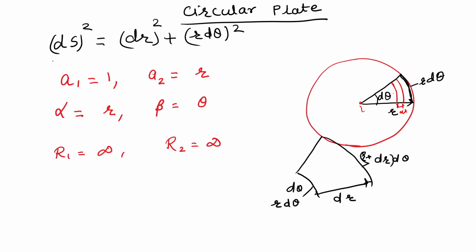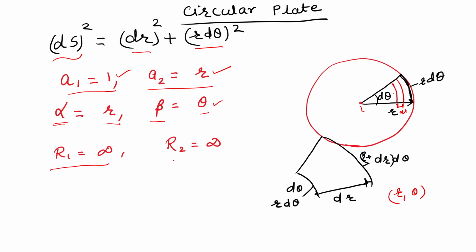So, in that case our ds square will be dr square plus r d theta. So, from here A1 is R1 and A2 is R, and alpha, the curvilinear parameter, first is R and beta is theta. Basically in polar coordinates we are talking about R and theta. For the case of a circular plate, the radius of curvature R1 and R2 are infinity.